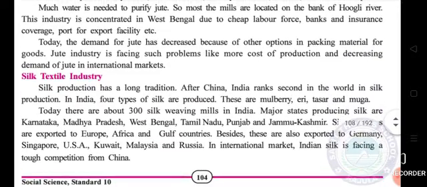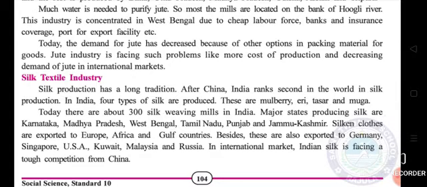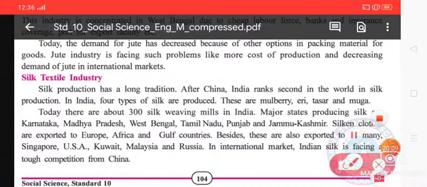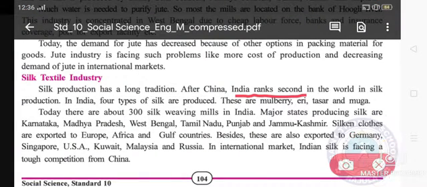Next, we will see the silk textile industry. Silk production has a long tradition, because from a long time ago this silk production tradition has been there. After China, India ranks second in the world in silk production. The first is China. So in silk production, India holds the second rank.